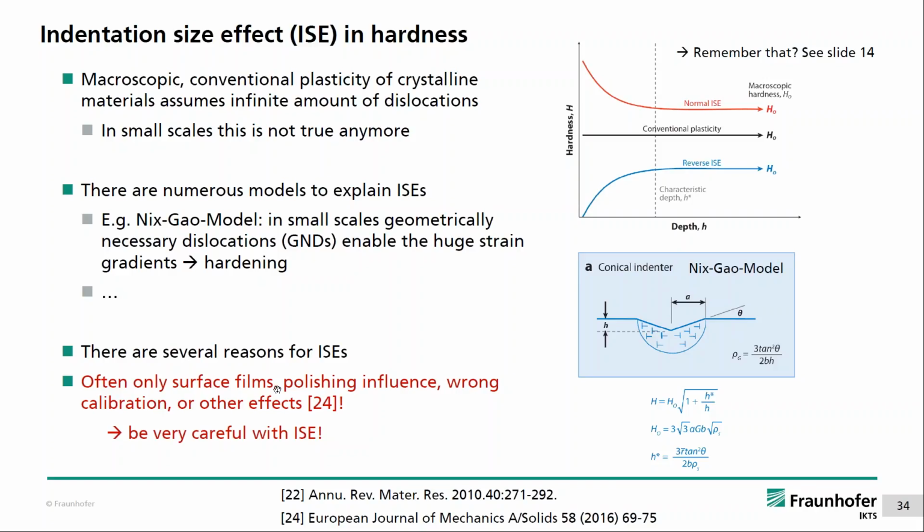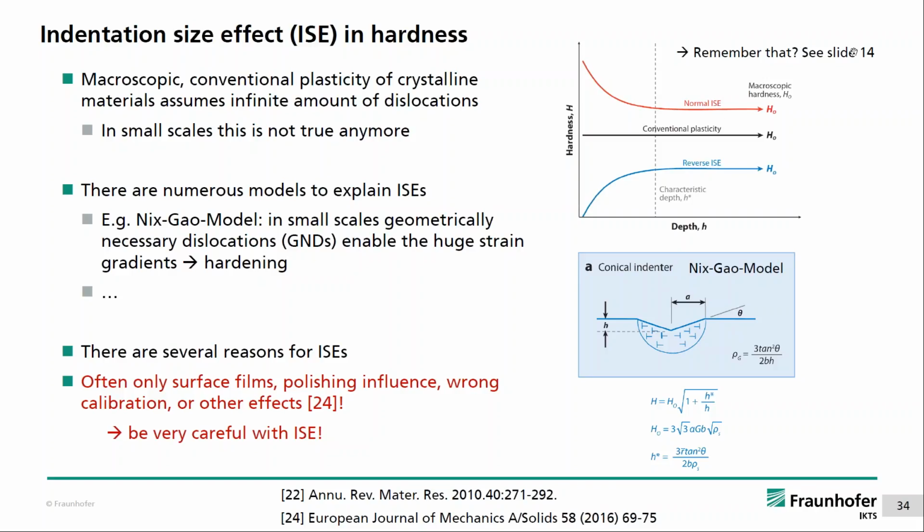But I have to say a big but. Very often, size effects come only from surface films, like oxide films. The polishing influence, if you do mechanical polishing, you get dislocations from the polishing in the surface, or wrong calibration. We have seen this increase.